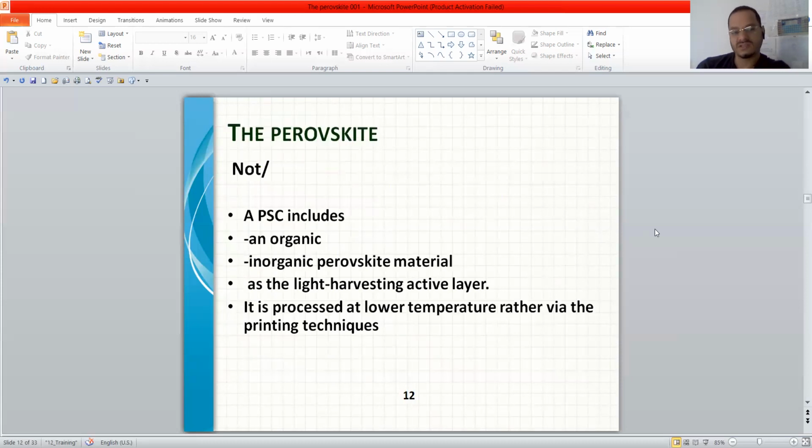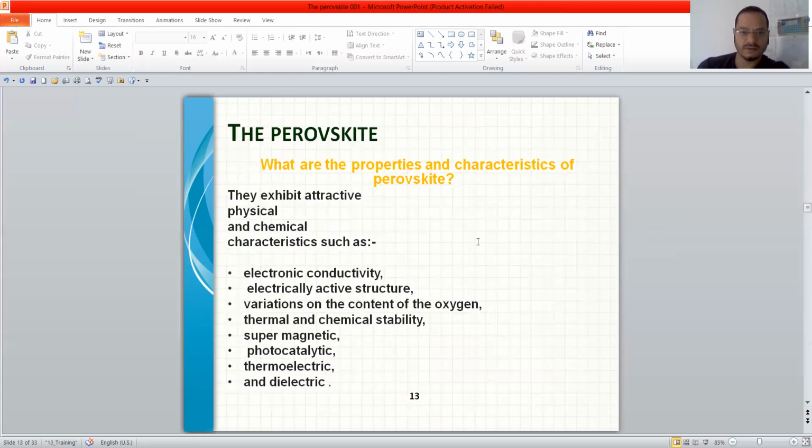Now, let's focus on this note. The perovskite is organic and at the same time inorganic. Perovskite material belongs to all of them. As the light harvesting active layer, it's processed at low temperature via printing techniques. Here it's important. We will discuss the properties, or the characteristics, of the perovskite.